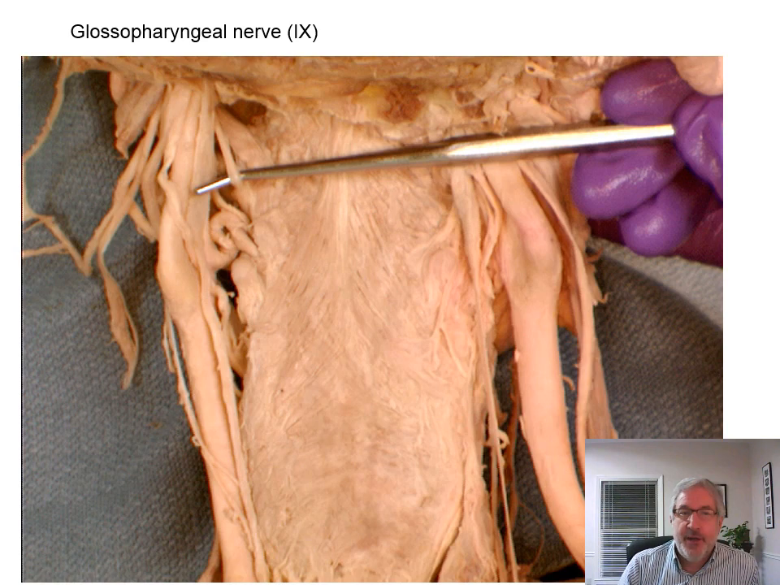Glossopharyngeal nerve number 9, once again. This is a frontal section through the musculature and in and around the spinal cord there. Okay, next slide. These are big old fat arteries here, there and there. So, next slide.